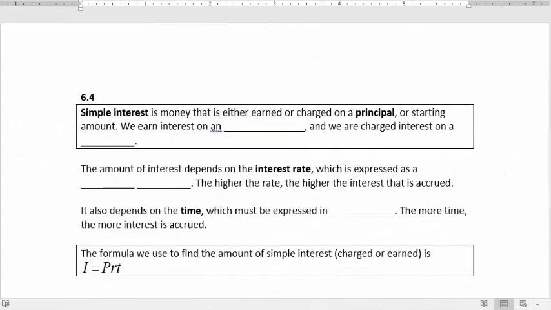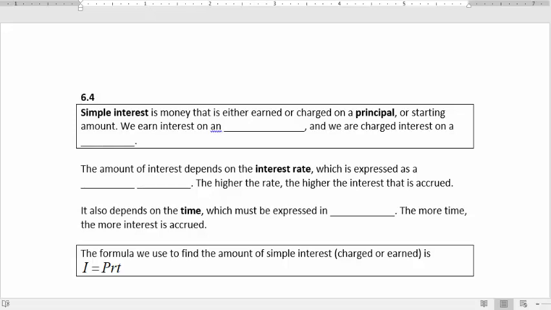This next section deals with simple interest. And really, simple interest is just another type of percent application. The difference is we're going to have a different formula for it, because we don't just have a percent involved now, but we also have a time period involved. So it's a little bit different. But first, what is simple interest?